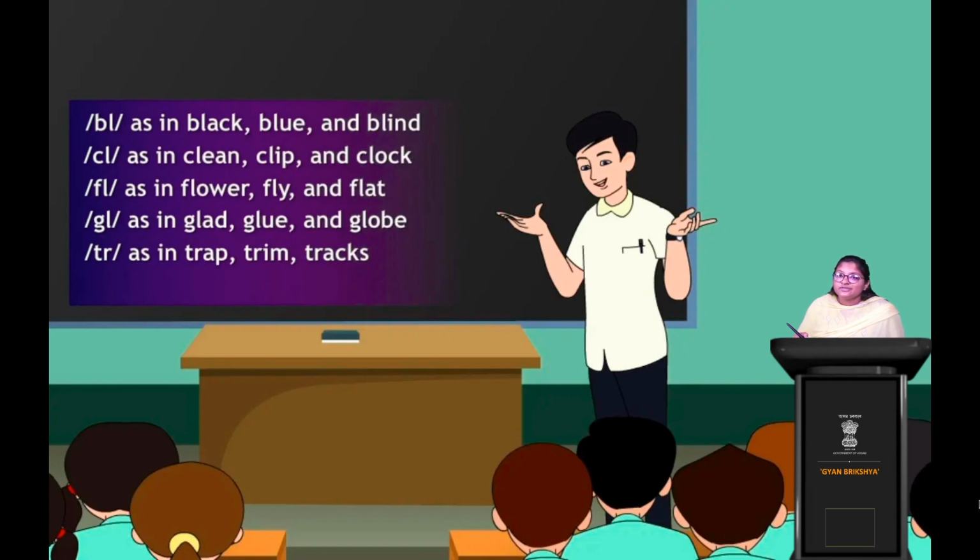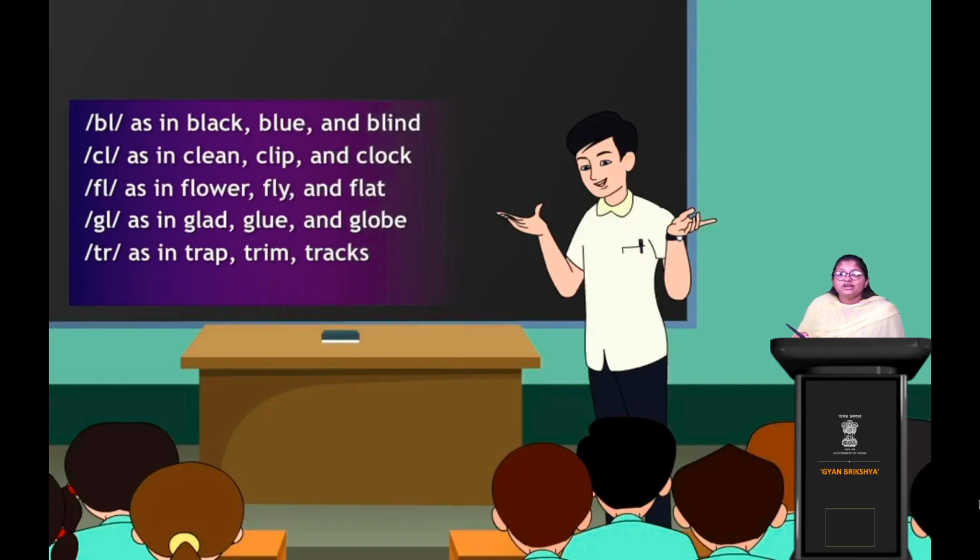So now think about one more extra word with CL other than clean, clip, and clock. Yes, very good. It can be clear. So the pronunciation is CL, clear. Now look at FL, other than flower, fly, flat. Try to frame a word with FL. Flown, okay? Suppose, for example, flown. Then what else? Flood, FL, right?